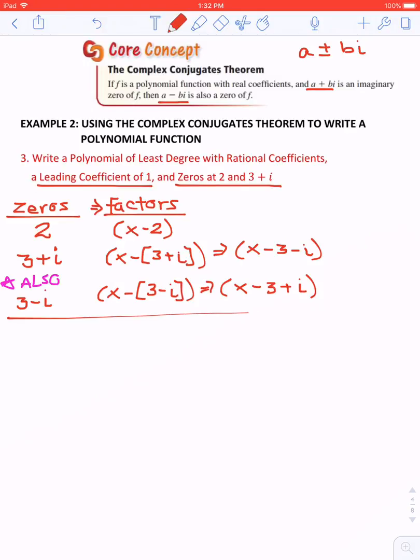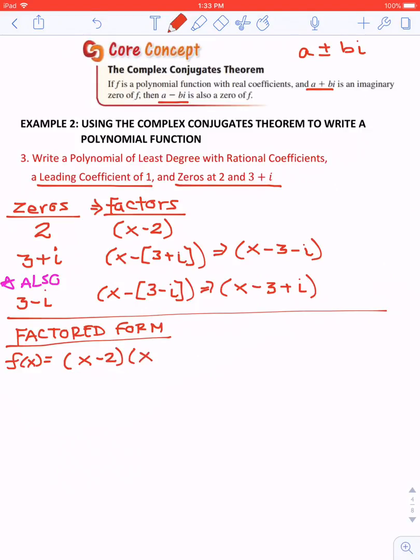So, zeros: look at what you have, decide if there's an unwritten one based on the conjugates theorem, take those zeros, and turn them into factors. Use those factors to write the factored form of your polynomial. So this represents a function. We have x's, and it would give us outputs. For factored form, I'm going to take those 3 factors and multiply them. So x minus 2 times x minus 3 minus i times x minus 3 plus i.